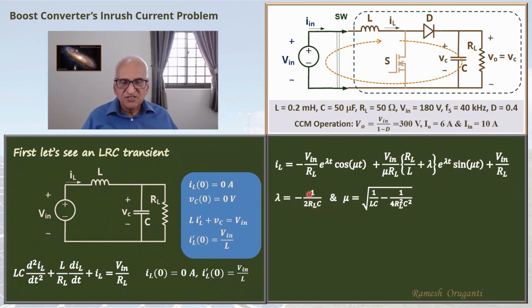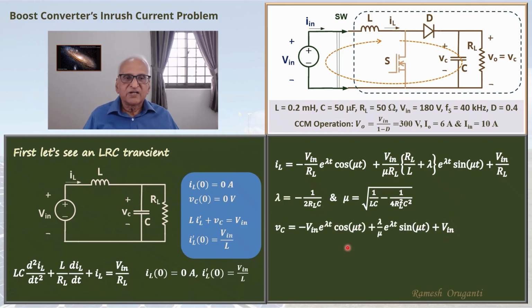Lambda is a negative quantity. These two functions together form an exponentially decaying sinusoidal function. It is a sinusoidal waveform, but the amplitude is going down exponentially. That is e^(λt). Likewise, you can find the equation for Vc, and the Vc equation is given by this.